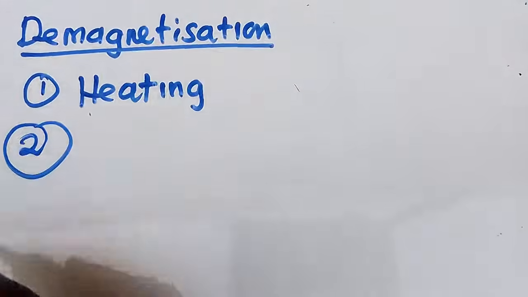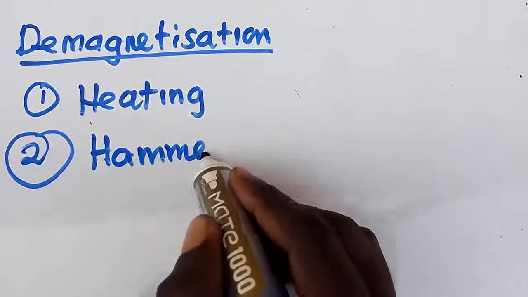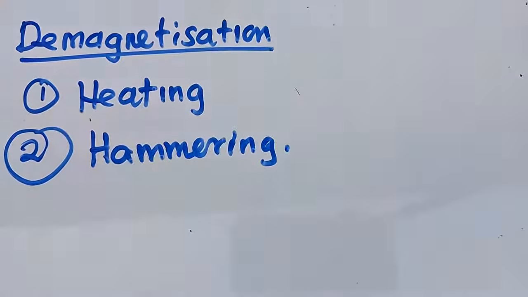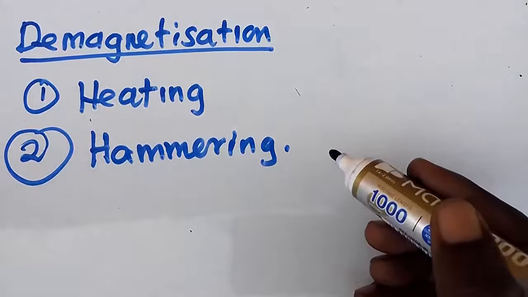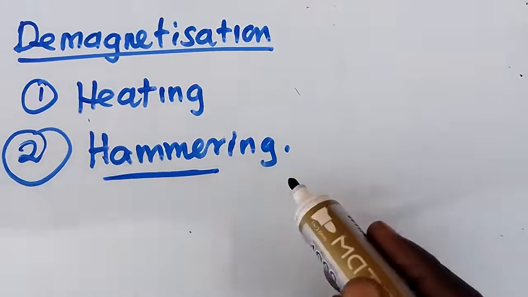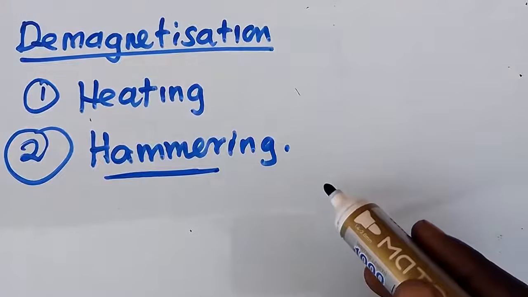The second one is hammering. I want you to know all these. If a magnet is hammered many times, the magnetism becomes weaker and weaker, and it will lose its magnetism. These are things we need to know and understand.